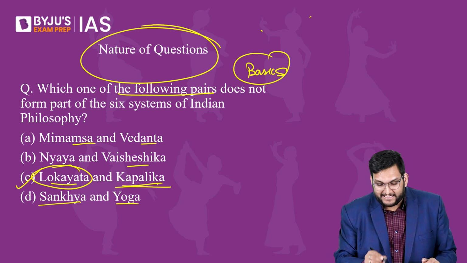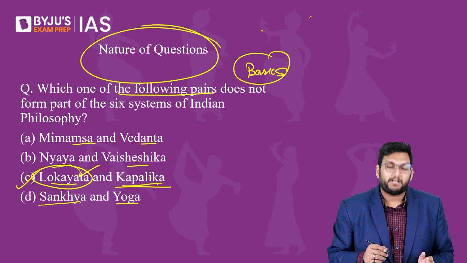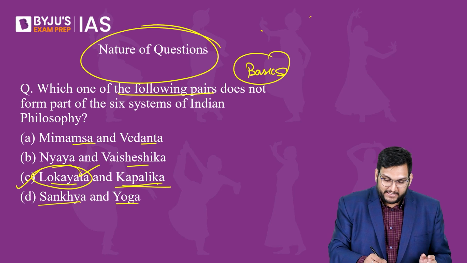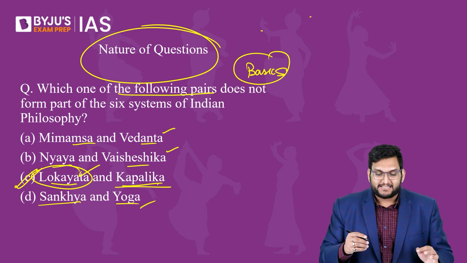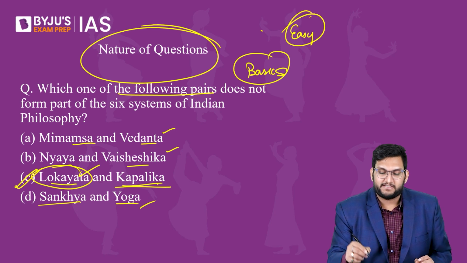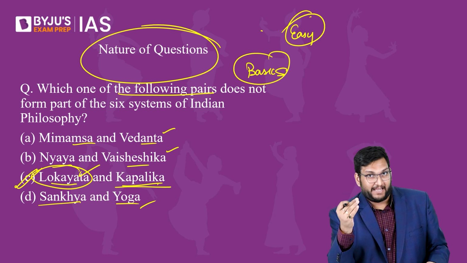And I don't technically care what Kapalika is, which is again an offshoot of Lokyata. By knowing that Lokyata is nothing but Charvakism and the others are actually the 6 schools of philosophy, we get the answer as C. This would be an easy question. If you leave it, then you are technically leaving out a very easy question, and it's a crime doing that.